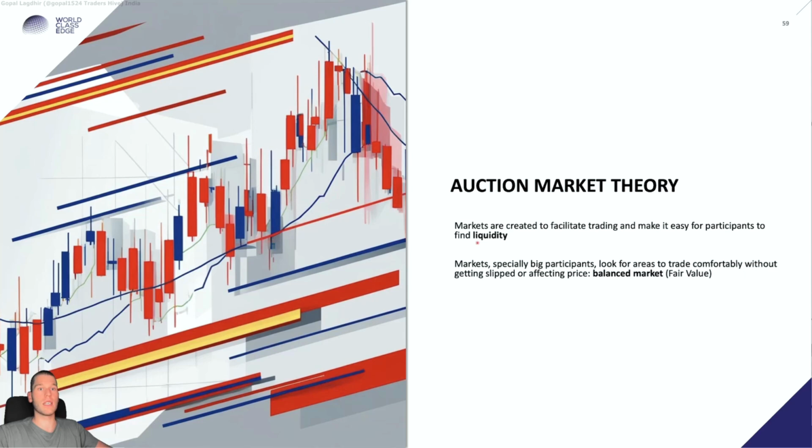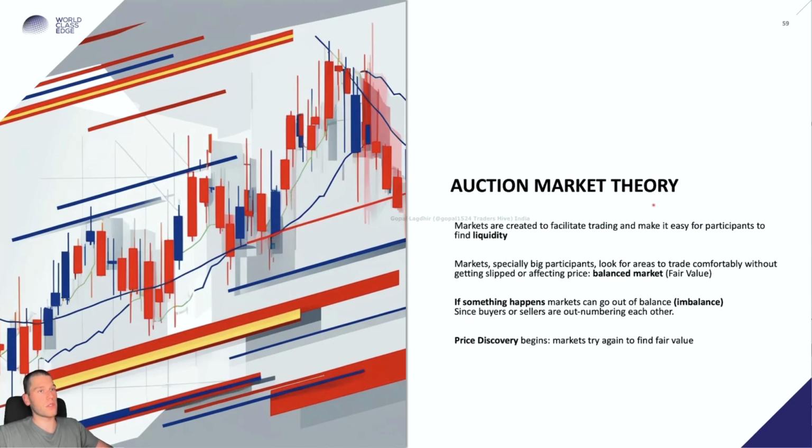And that's most easy in fair value, where a lot of market participants are agreeing to trade. So if something happens, the market can go out of balance because of a fundamental shift or because the public runs into a meme coin, or the public thinks, oh, now this is a stock I need to buy, and everybody's just buying, and the supply decreases and there are more bidders willing to pay a higher price. Since buyers or sellers are outnumbering each other, that's why the price is moving. And in short, or in a summary, this is the auction market theory.